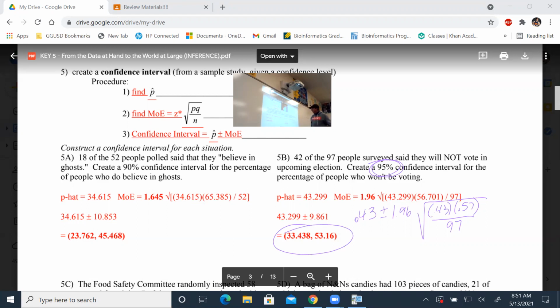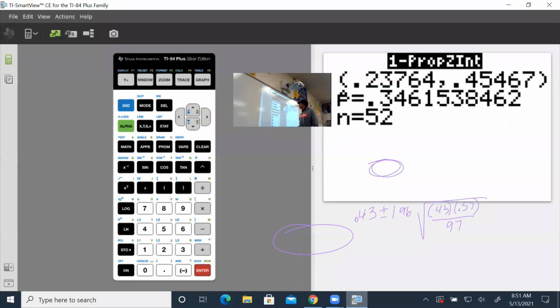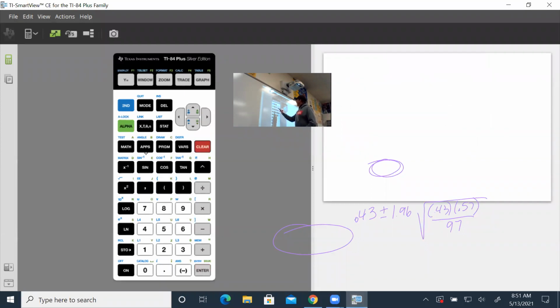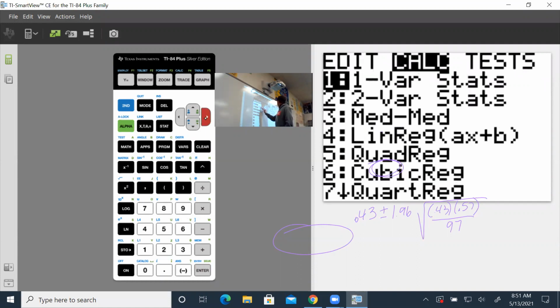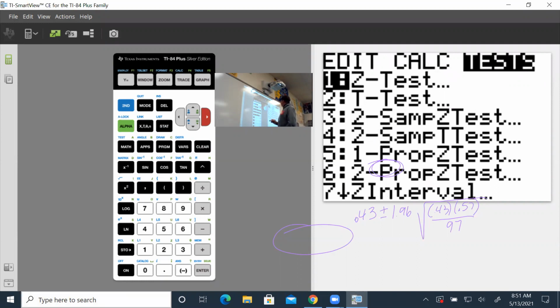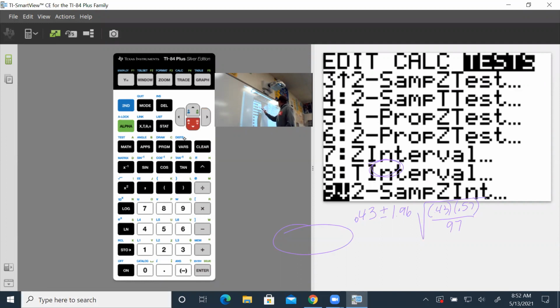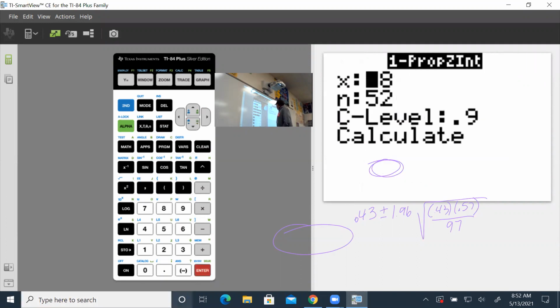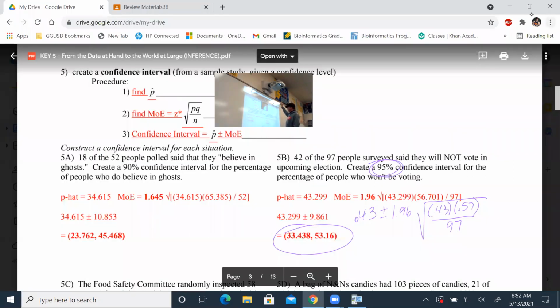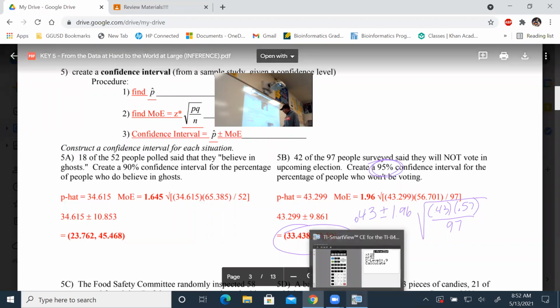Okay, let's go to the calculator and check this out and see how we can do it. So it's 42 of 97 at 95% confidence. Okay, let's try this again. Stat, and go to tests. One Prop Z Interval. Great. And I forgot the numbers already. It was 42 of 97 and 95%.